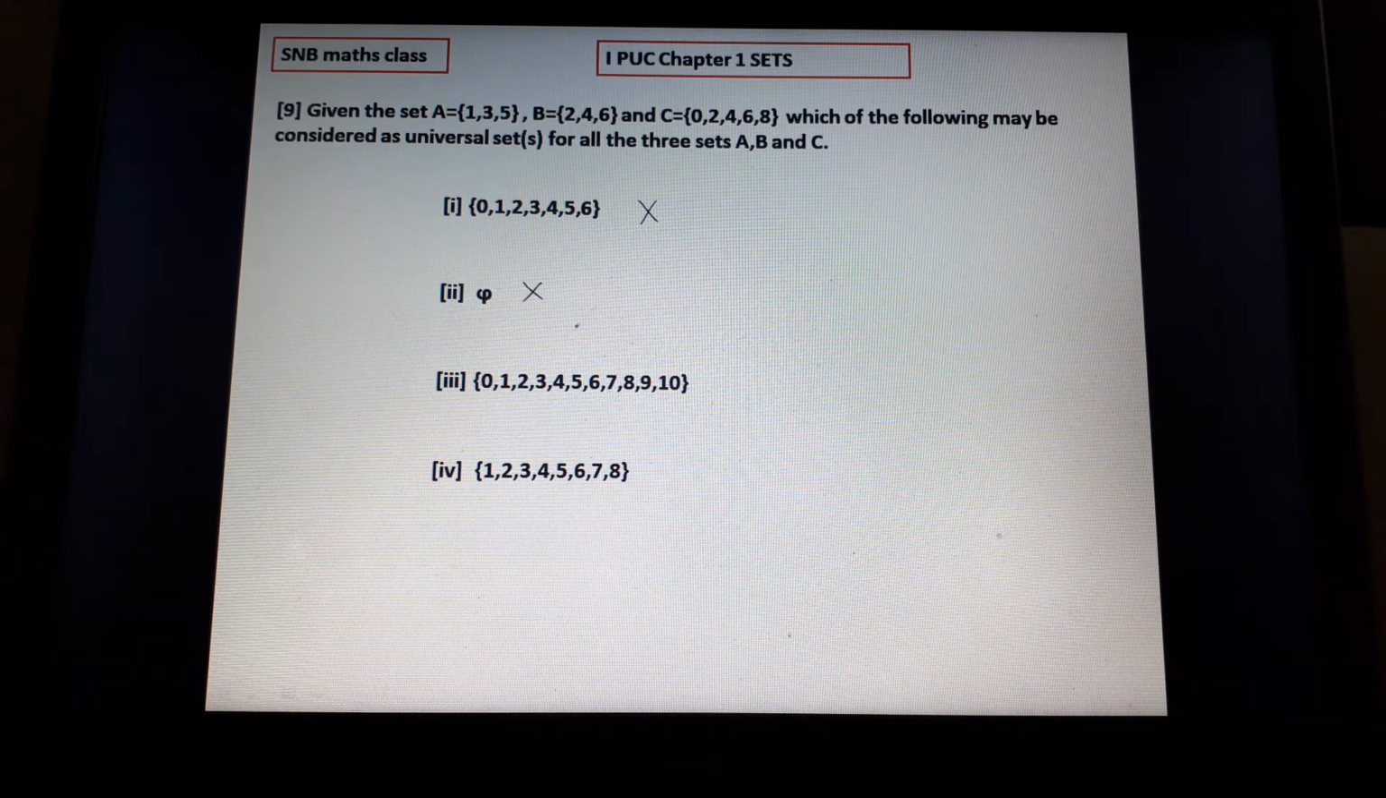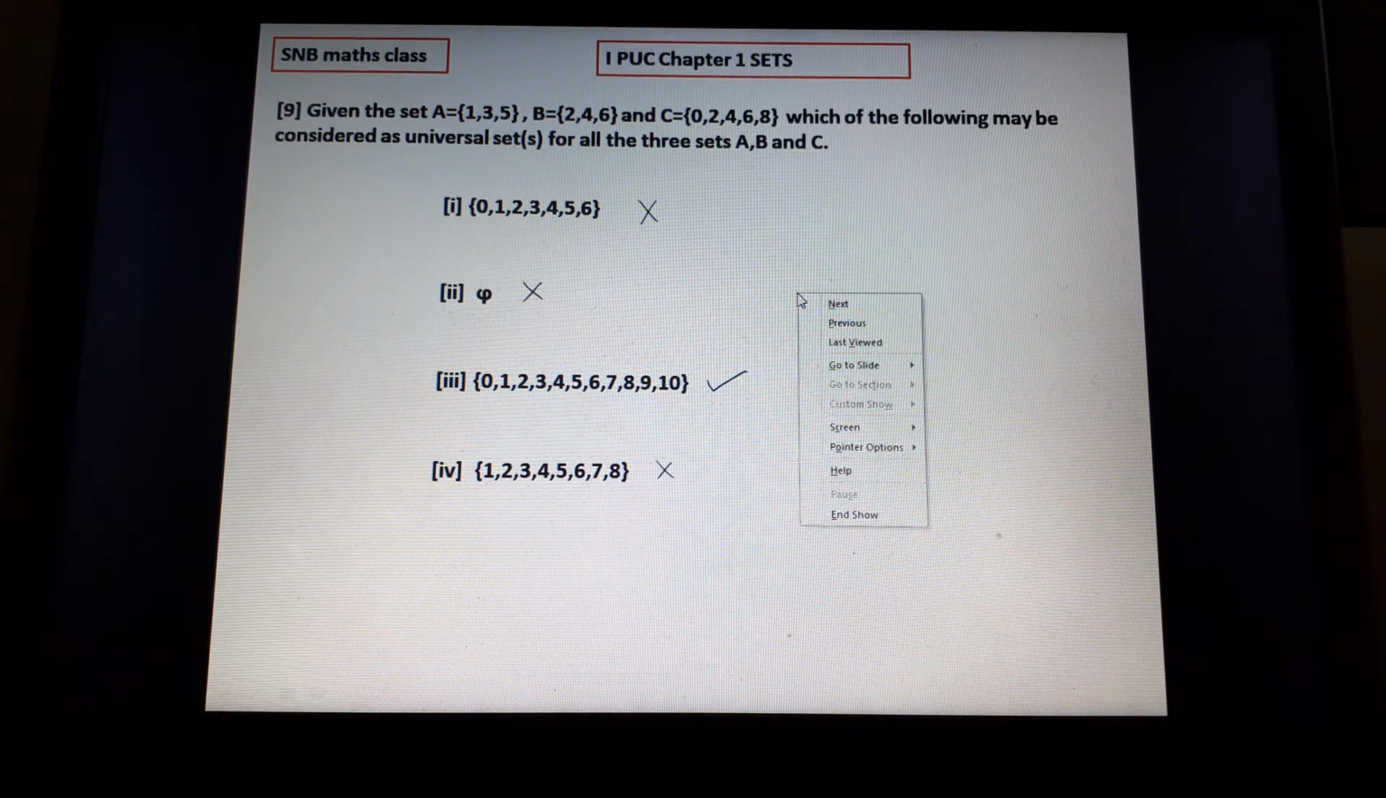Second one is meaningless. Third one, I think we can take, you see 0 is here, then 8. So it contains all the elements of A, 1, 3, 5, all the elements of second set 2, 4, 6, all the elements of third set also. Therefore, definitely this can be taken as universal set. Definitely this is not possible because 0 is not there. So this is how we can take universal set.